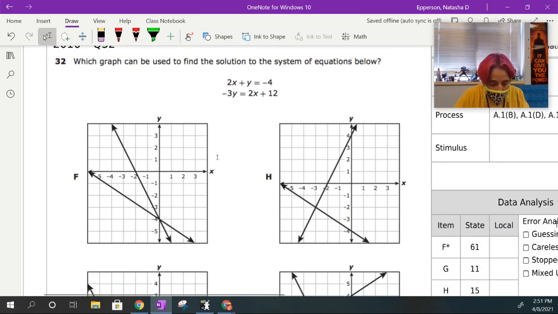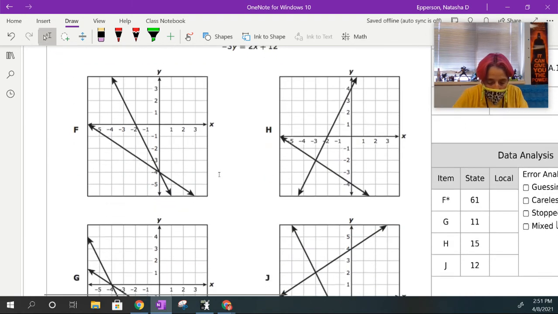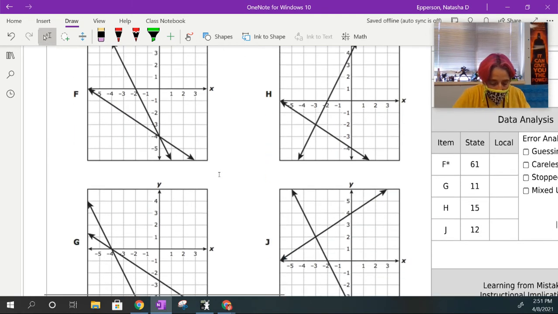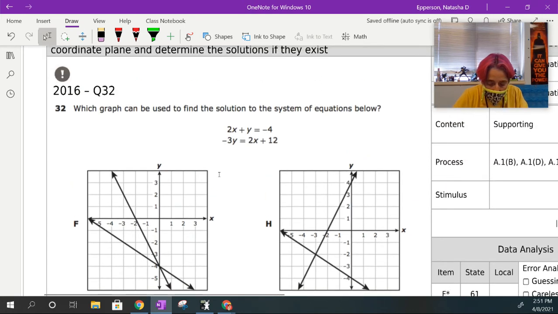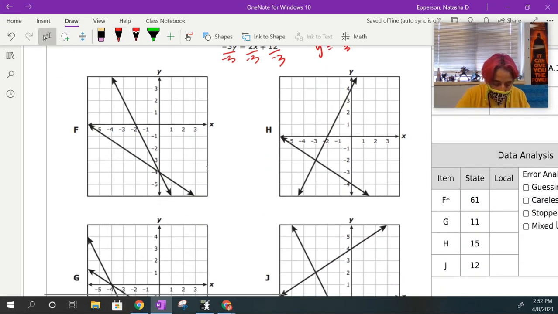All right, same type. So again, we've got a system of equations. One's in standard form, one's kind of in slope-intercept form. We're going to do what we did before. We're going to go ahead and divide this one by negative 3. So this can become y is equal to negative 2/3 x minus 4. So I'm going to see which one of these has a y-intercept of minus 4.